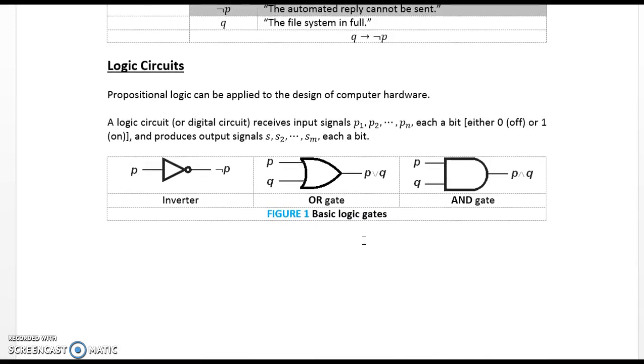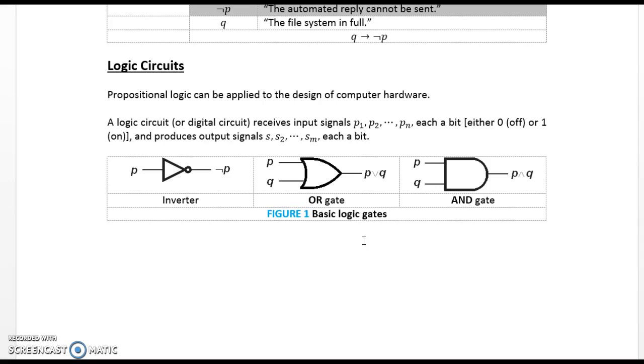Logic circuits. Propositional logic can be applied to the design of computer hardware. A logic circuit receives input signals P1 through Pn, each a bit, either 0 off or 1 on, and produces output signals S1 through Sm, each a bit.